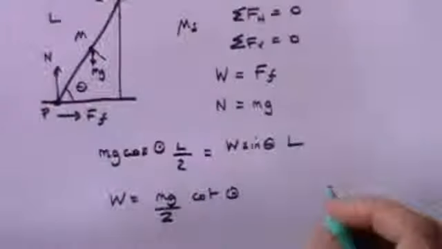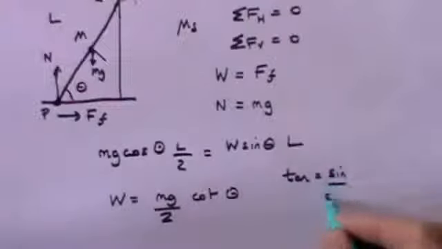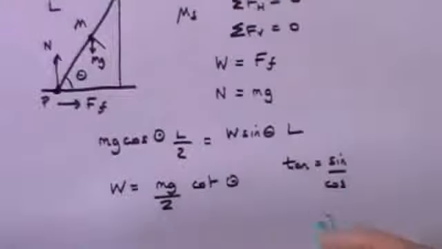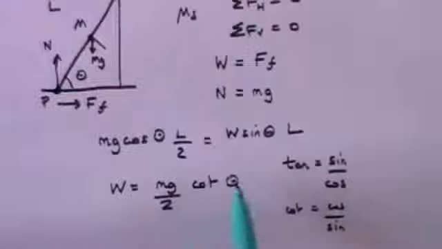Just to remind you what that means, the tangent of an angle is the sine divided by the cosine. The cotangent of an angle is the cosine divided by the sine. So that's the cotangent of the angle.